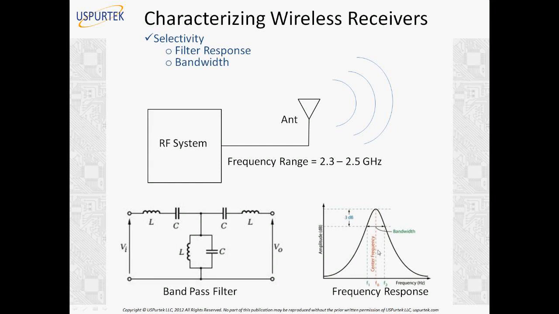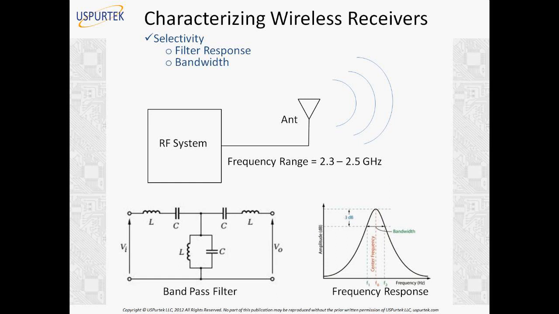Now this is a picture of a very simple band pass filter, but it can get more complex. It depends on what type of function you are implementing here in the filter. So it all depends on the design of the RF filter, the response of the filter, and the bandwidth that it allows, the pass bandwidth. Okay, so that determines the selectivity.